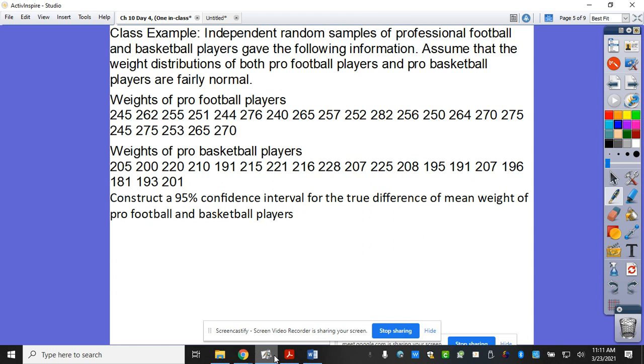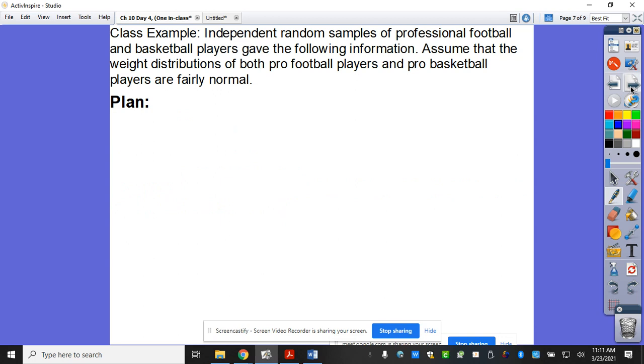So construct a confidence interval for the true difference of the mean weight of pro football and basketball players. We've got our different values typed in already. So let's go basic to start with. Let's not figure out information from our calculators yet. Let's just write stuff. I don't need to write this down. We can be okay with this.